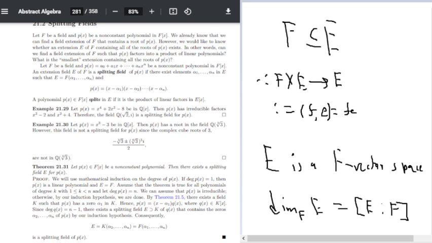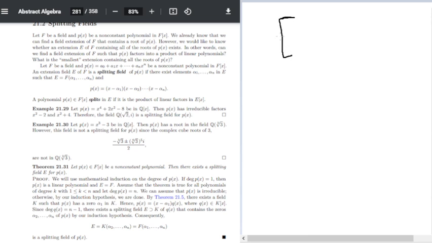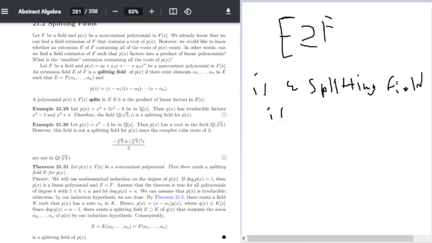Let F be a field and P of X equal a0 plus a1 X plus up to plus X to the n be a non-constant polynomial in F of X. An extension field E of F is a splitting field of P of X if there exist alpha 1 through alpha n in E such that E is generated over F by these roots, and P of X factors into linear factors over E.